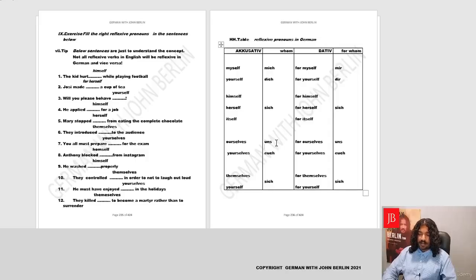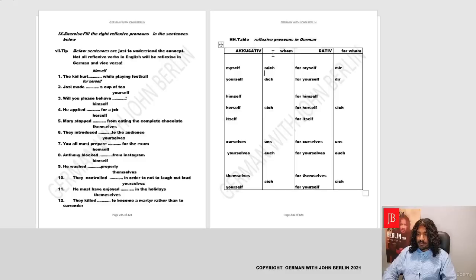Wir bereiten uns auf die Prüfung vor. We prepare ourselves for the exam. Euch, bitte bereitet euch auf die Prüfung vor. Prepare yourselves for the exam. Sie bereiten sich auf die Prüfung vor. They prepare themselves for the exam. And you could say it politely to someone: Bitte bereiten Sie sich auf die Prüfung vor. So basically, it's reflexive.